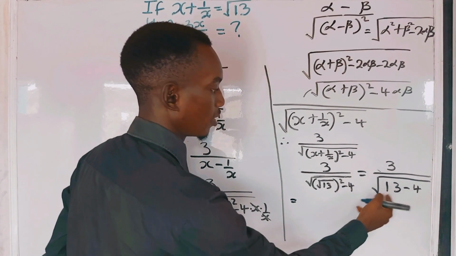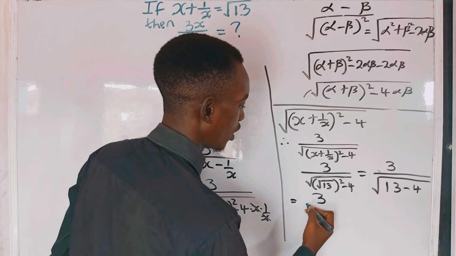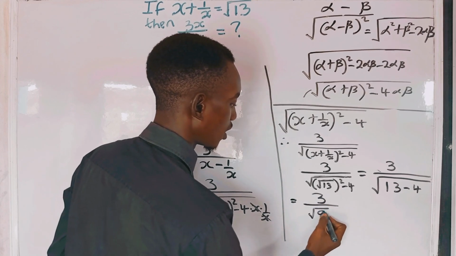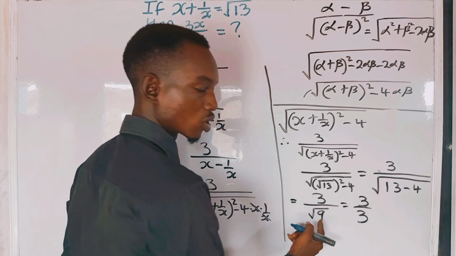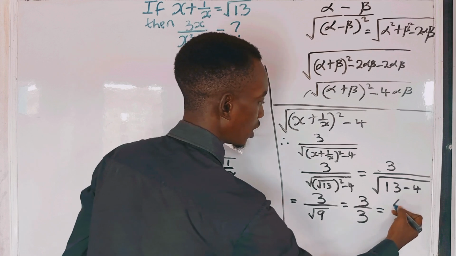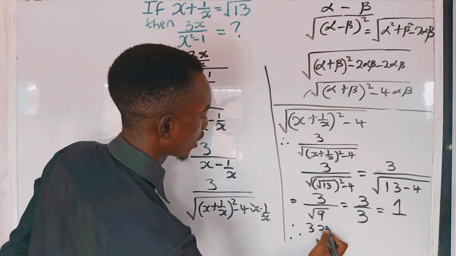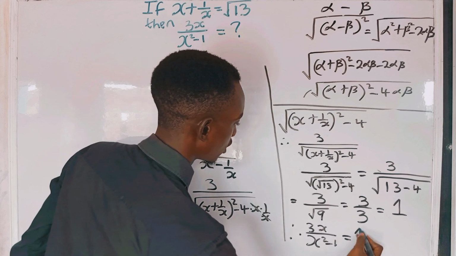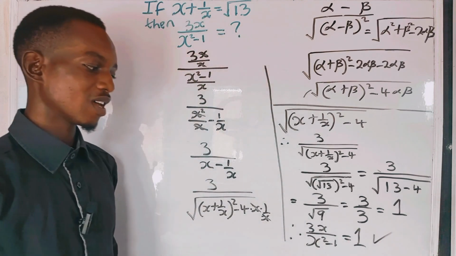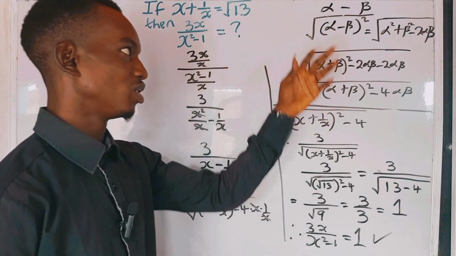Now here we can say 13 minus 4 is 9. So here we have 3 all over the square root of what? 9. Therefore, that will give us 3 over what? 3, because the square root of 9 is 3. Then our final answer will now be what? 1. Therefore, 3x all over x squared minus 1 is 1. Our final answer. Very, very simple. It's just about manipulation and knowing how to use the algebraic identity. It's not hard.